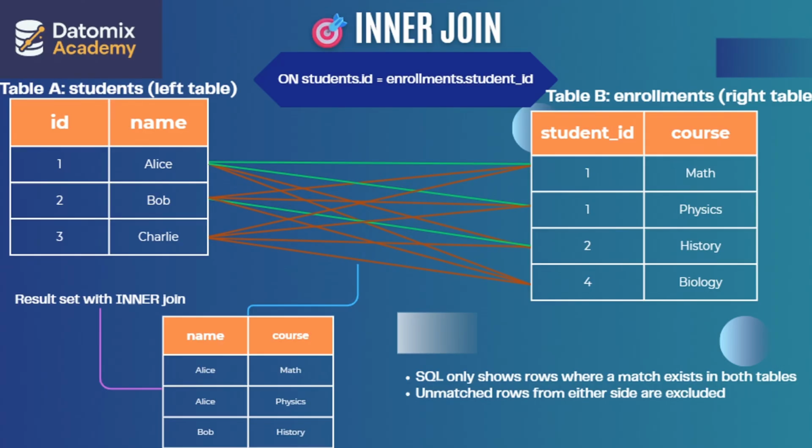SQL is only showing rows where a match exists in both tables. Unmatched rows from either side will be excluded. As we said, inner join means show only the records that match in both tables.